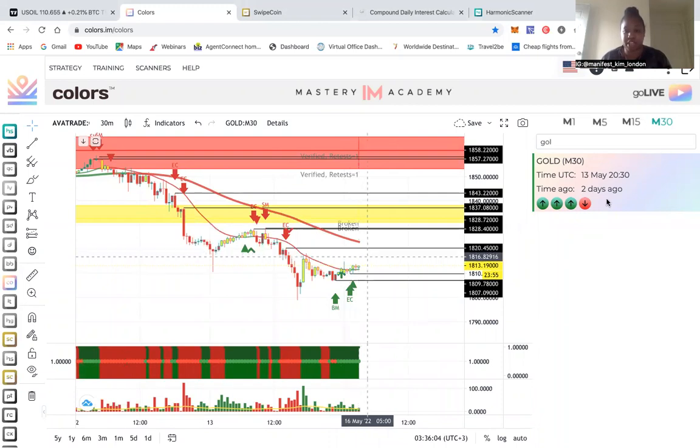Come onto the 30. Make sure that all of the colors line up. In this case, we have everything down here green. We have a green triangle. We just need a solid green candle. As soon as we get a solid green candle, guys, we enter the trade on the 30 minutes.